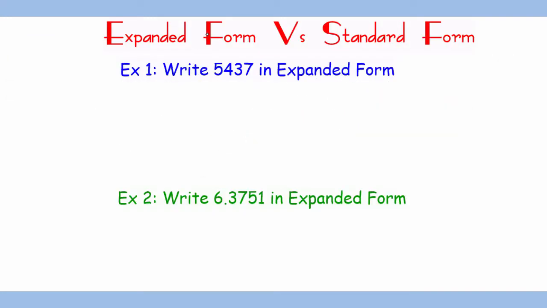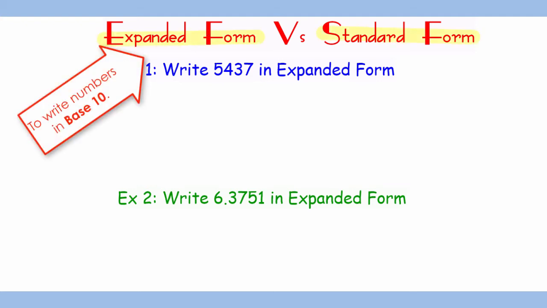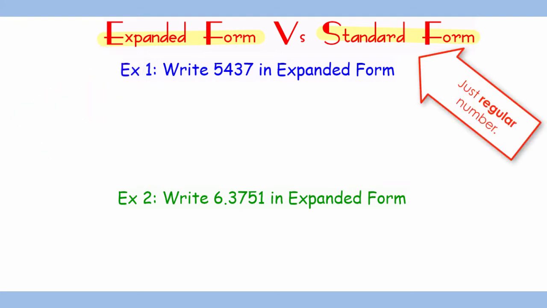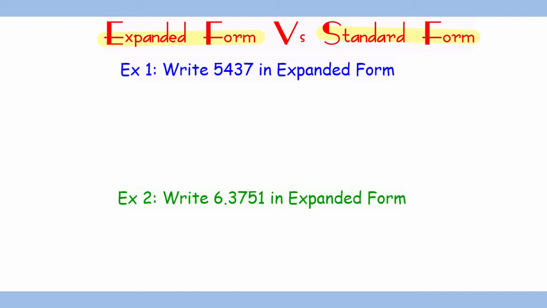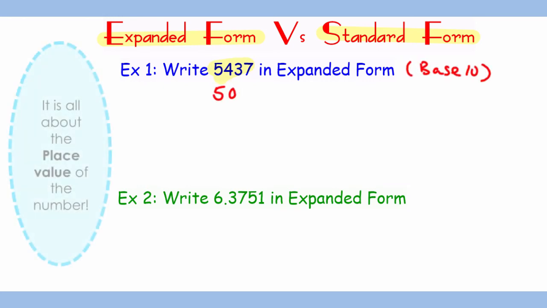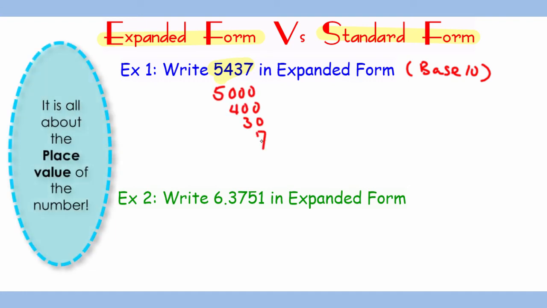In this slide, we're asked to write numbers in 2 formats: expanded form versus standard form, where expanded form basically means to write numbers with base 10, and standard form is writing numbers in the way that you normally write it. So in example 1, we are given 5,437, and we are asked to write it in expanded form. So how do you write this in base 10? You write this as 5,000 plus 400 plus 30 plus 7, and that is the expanded form of this number.